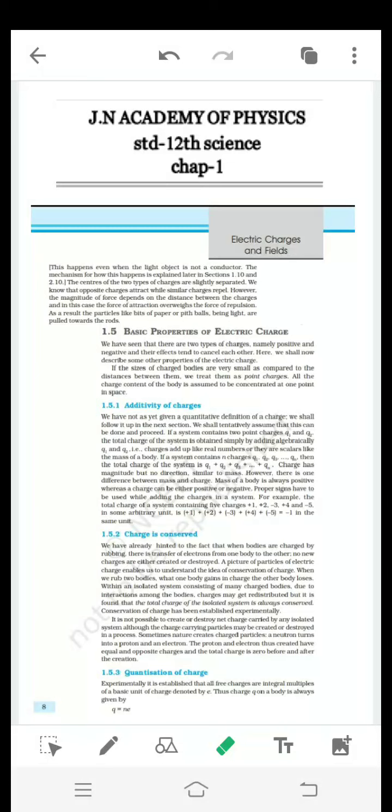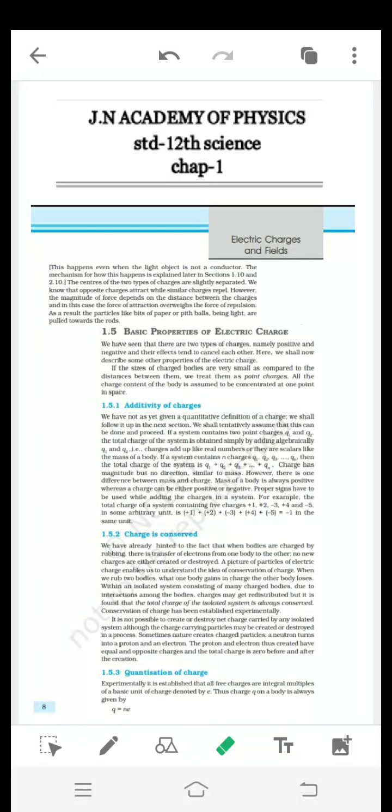Charge has magnitude but no direction. That's why it is a scalar quantity, similar to mass. There is a difference between mass and charge, an important question for the examination. The mass of a body is always positive, whereas charge can be either positive or negative. Proper signs have to be used while adding the charges in a system.